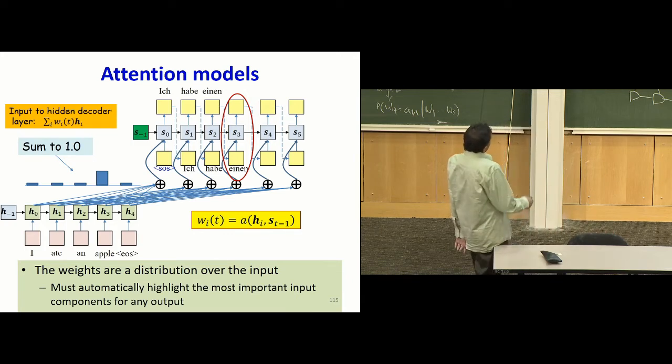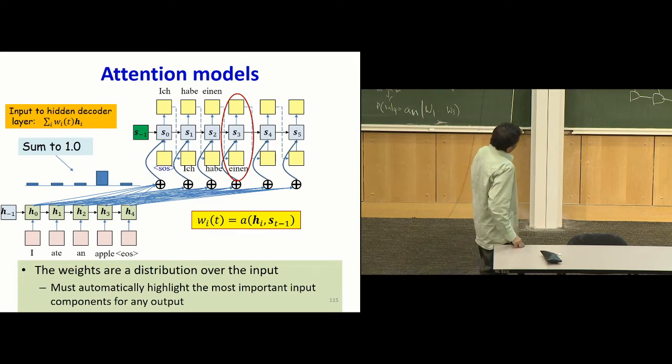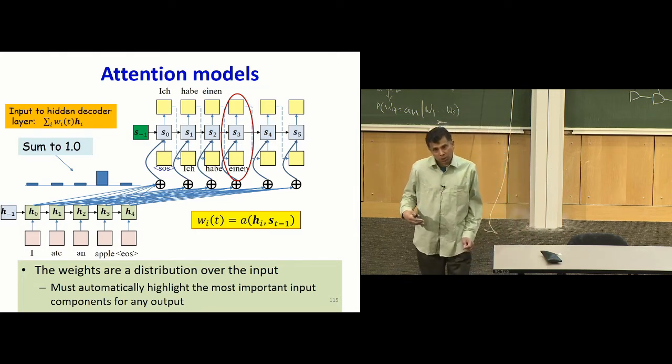So, for example, if I'm trying to translate the word apple, or if I'm trying to produce the 4th output over here, then the network must know that the fourth output really must focus on the word apple, and you want weights of this kind which are low for all the other words and high for the fourth output. And all of these weights must sum to 1. So the weights are required to be a distribution over time.